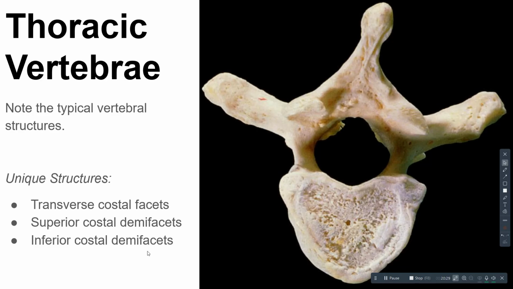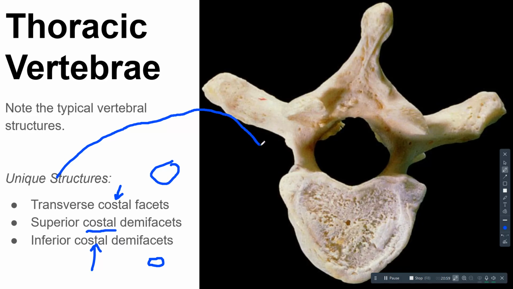Demifacets are smaller facets. If we think about a facet as being like a circle or an oval, a demifacet is more like a half circle. Costal, of course, you know that word. The word costal means rib related. So my unique structures on my thoracic vertebrae are 3 extra facets on each side to articulate with a rib. A rib is going to come in sort of like so. It's going to need spots to articulate on.